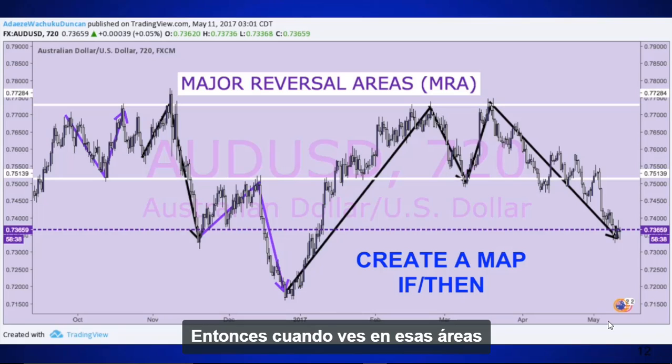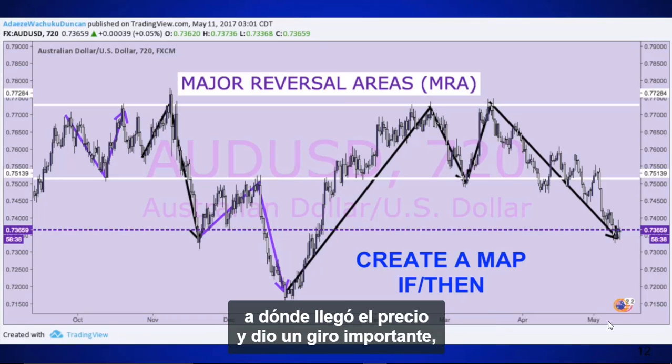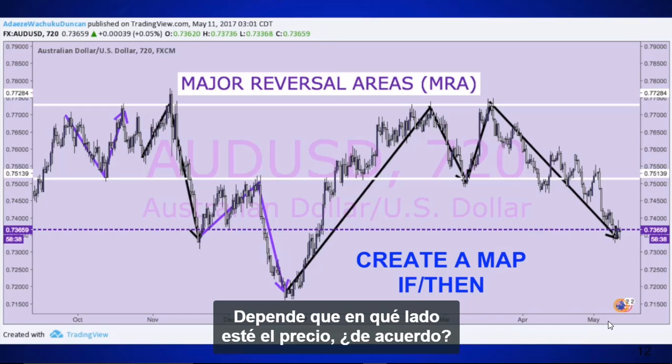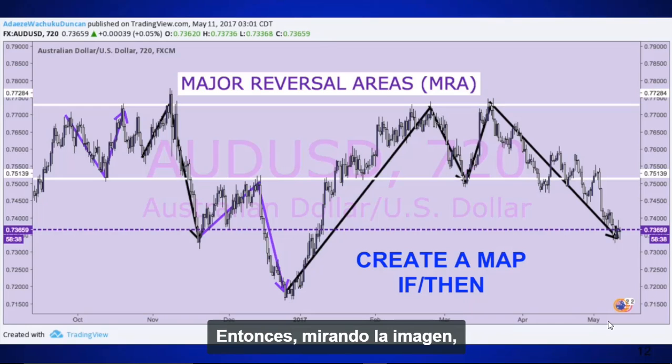So when you see one of those areas where price came and did a major turn, that could be an area of support and resistance. Remember, a support line is resistance. It depends on what side price is on. Okay. So looking here at the picture, you see where I drew those lines. Most likely, you would have drawn those lines similar in those same situations.